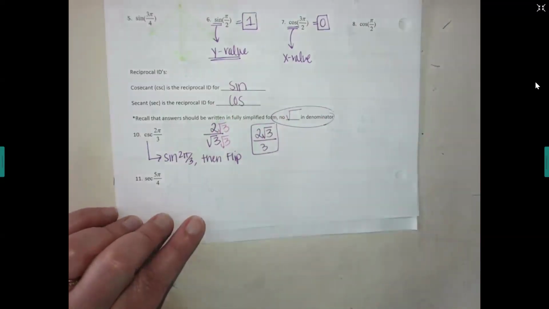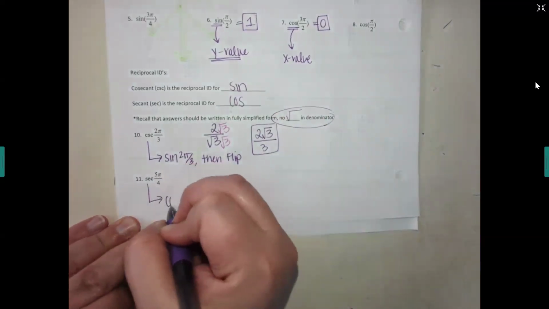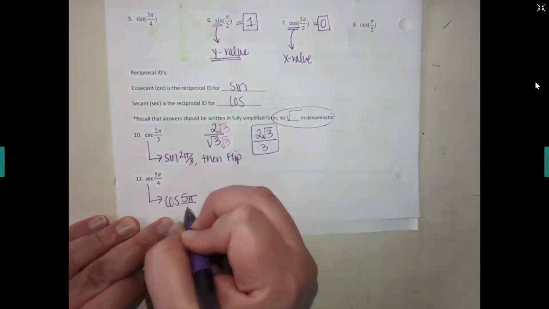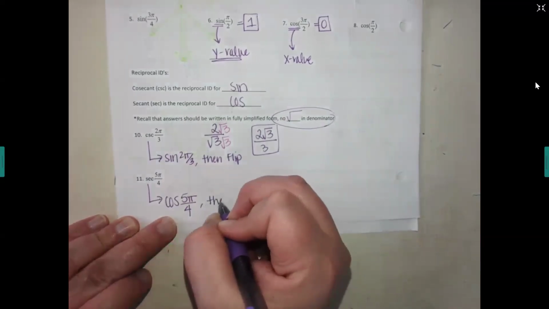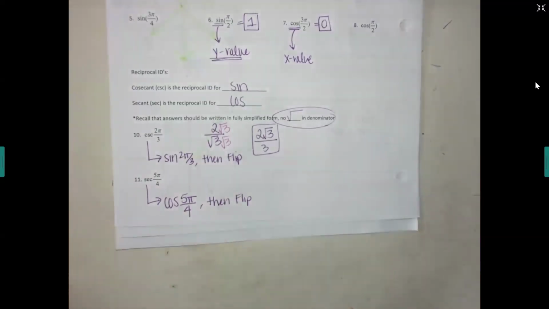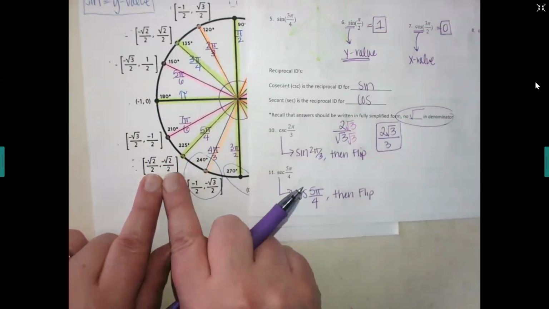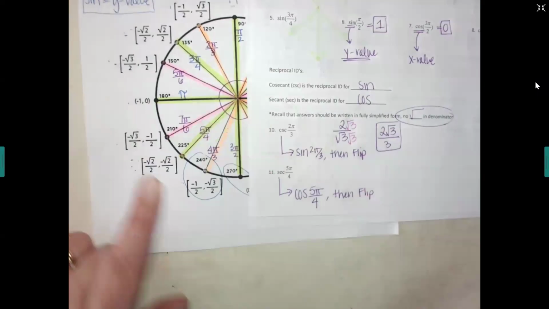Okay, next one, I want secant 5 pi fourths. Secant is going to be cosine flipped. So you're going to find cosine 5 pi fourths, then flip it. Find 5 pi fourths on your circle. Is it in the top half or the bottom half? Bottom half is correct. Okay, 5 pi fourths is right here. My xy is right here. And cosine, I want the x. So it's negative root 2 over 2.